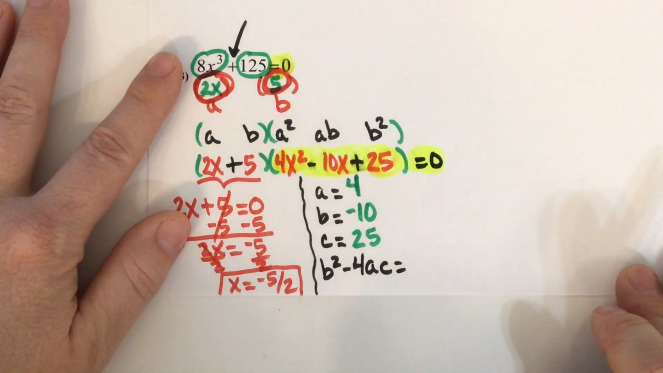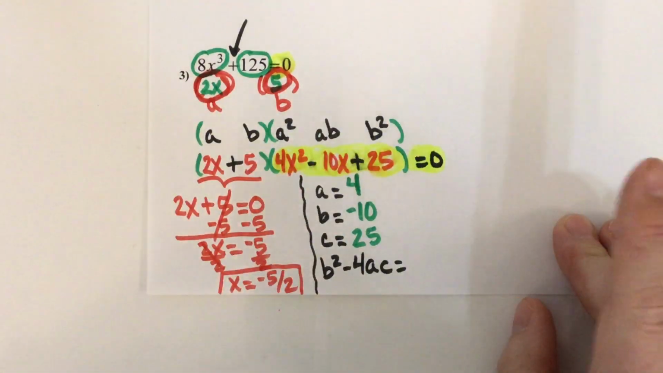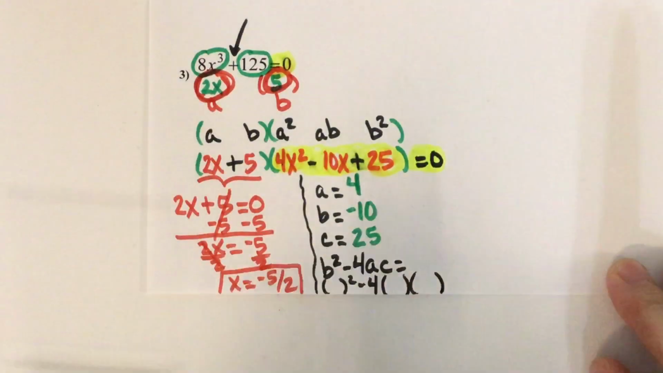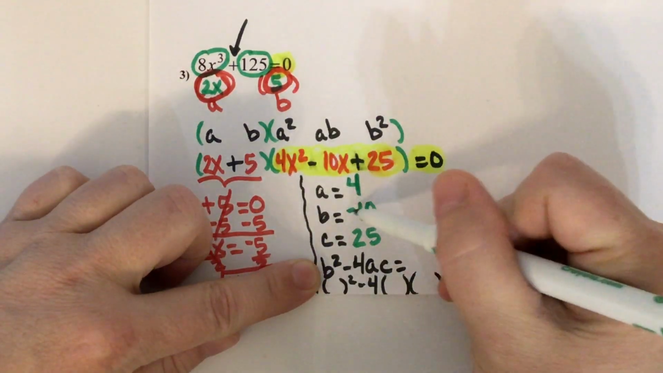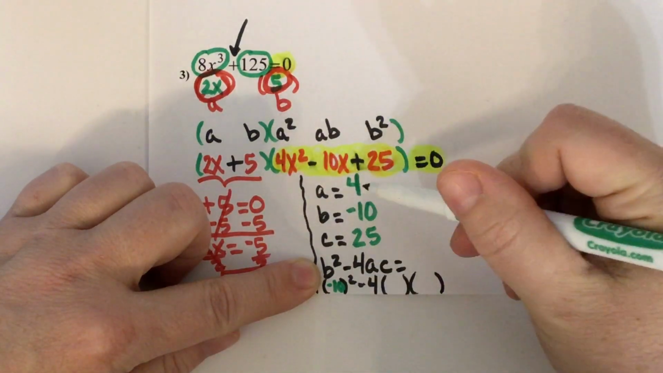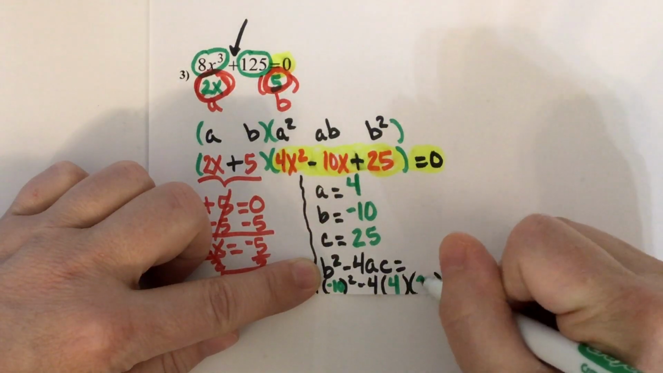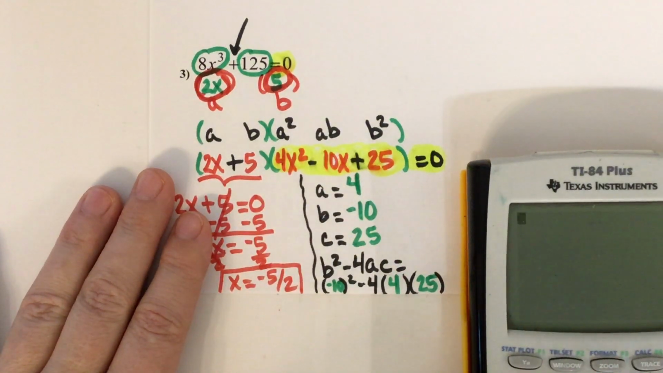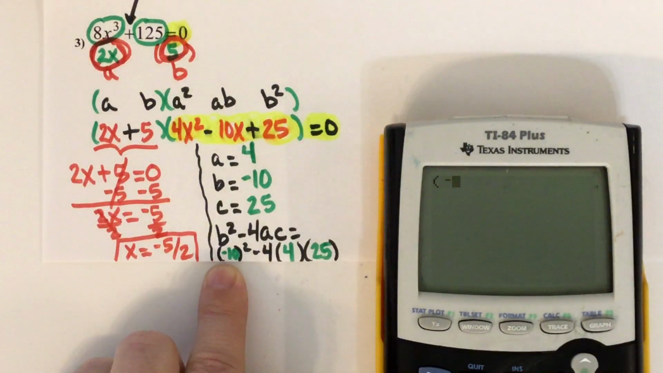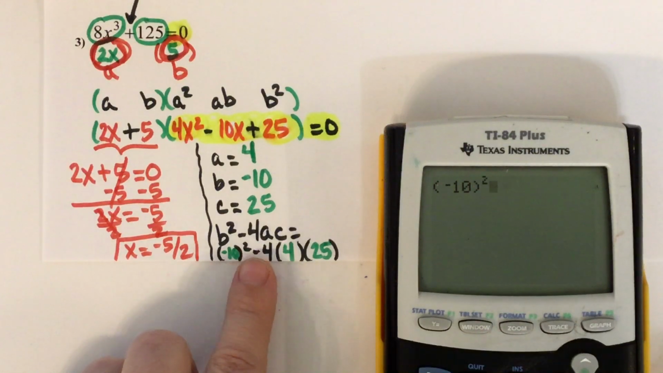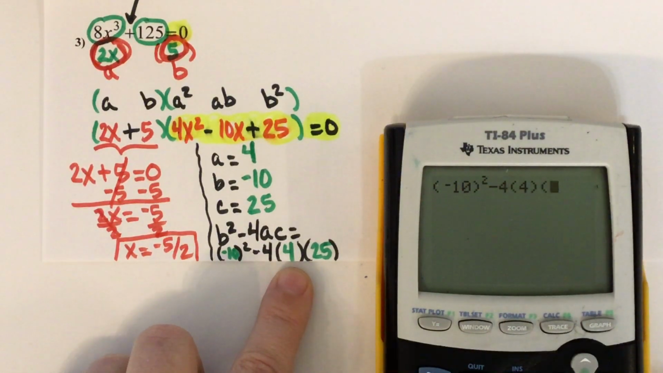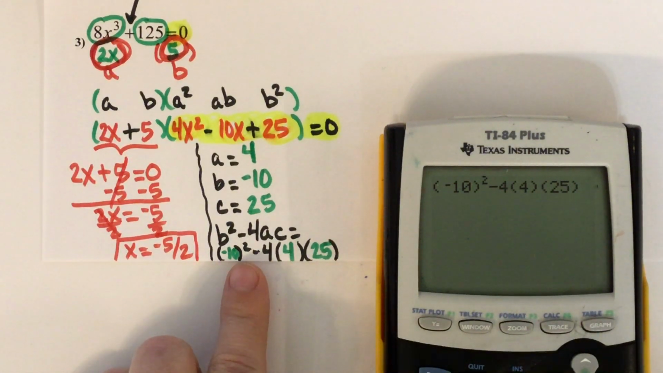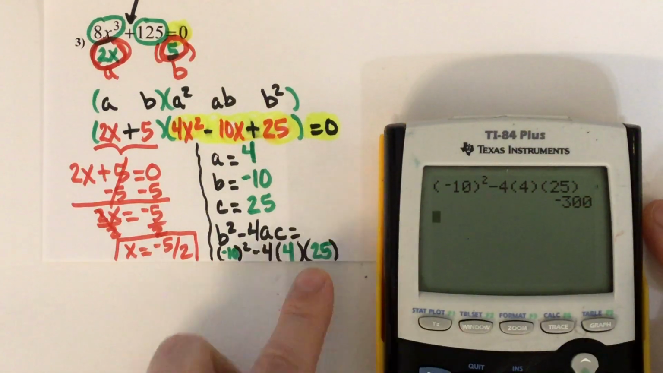Okay, so now to calculate B squared minus 4AC, I'm going to need to have parentheses where my B is, parentheses where my A is, and parentheses where my C is when I use the calculator. So B, we said, was negative 10. A, we said, was 4. And C, we said, was 25. Okay, so I'm going to type it in my calculator just like that. So I've got parentheses, negative 10, close it, square it, minus, this is always a minus, 4, parenthesis 4, close it, parenthesis 25, close it. So negative 10 squared minus 4, parenthesis 4, parenthesis 25. And we get negative 300.